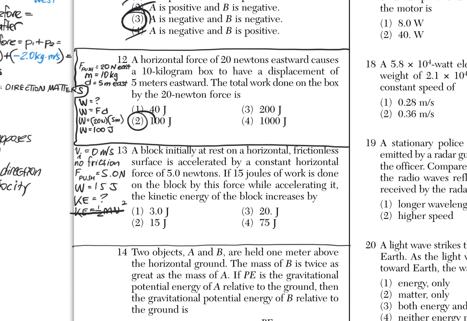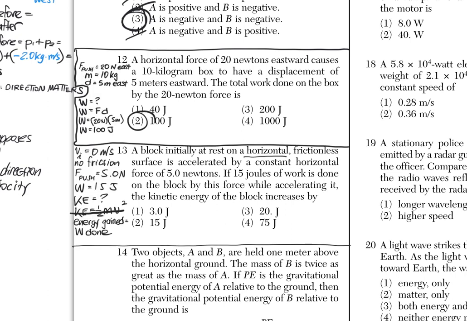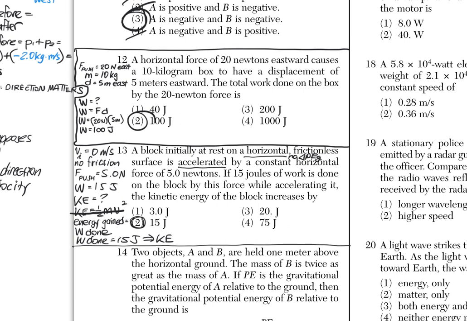So if that doesn't work, let's remember that by conservation of energy, the energy that is gained by the block is equal to the work that's done. And we're on a horizontal surface, so there's no change in gravitational potential energy. And there are no springs, so there's no change in spring potential energy. But it does speed up. It's being accelerated by the force, so the speed is increasing. And so that 15 joules of work that's done goes entirely to kinetic energy. And so 13 is choice 2, 15 joules.